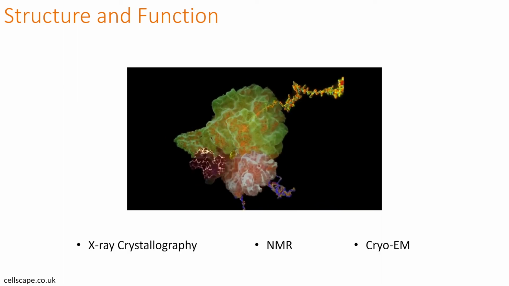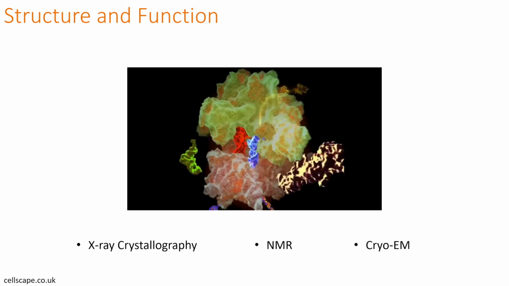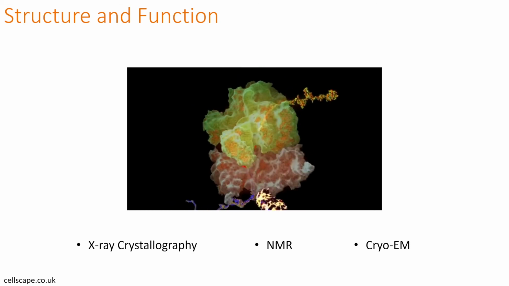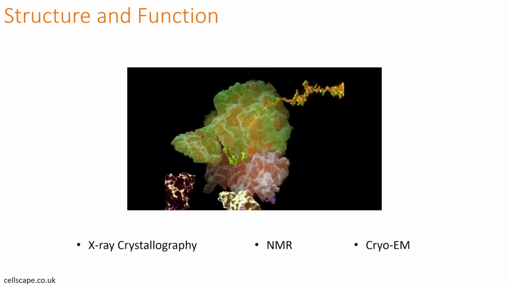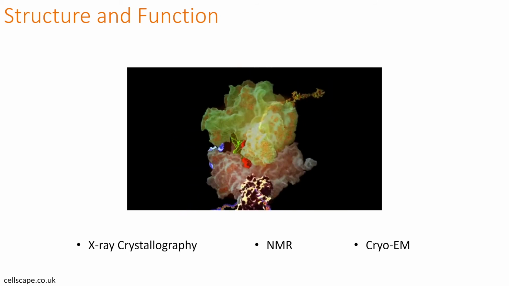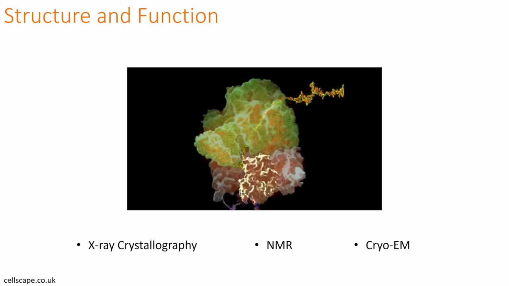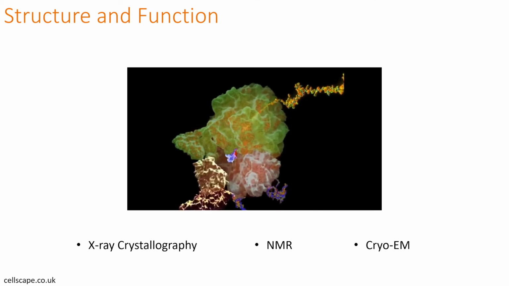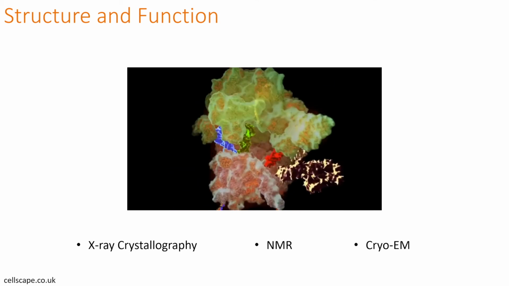As you might be familiar, some of the methods for high-resolution structure determination are X-ray crystallography and nuclear magnetic resonance, or NMR. However, some of these methods have certain challenges that can be overcome with the new addition to the structural biology toolbox, which is cryo-electron microscopy.